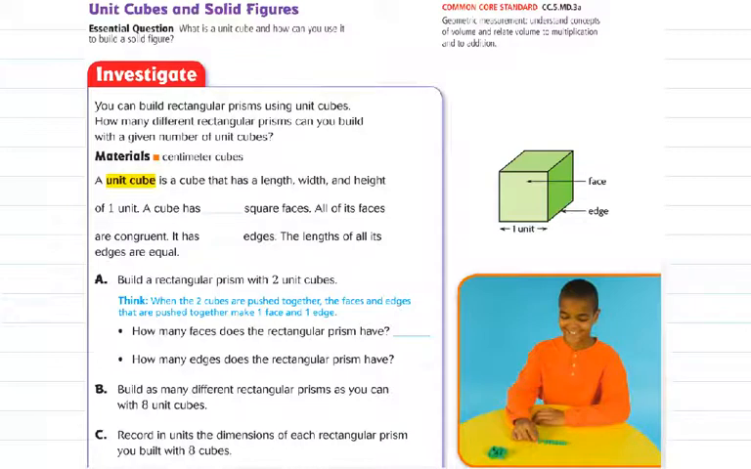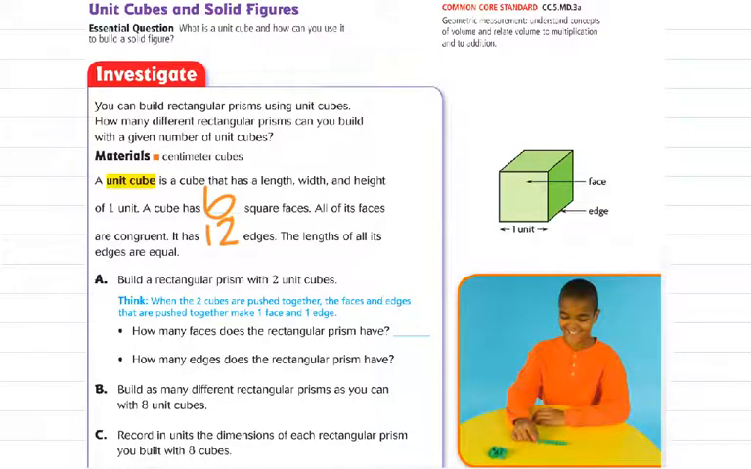So something that we're going to be using today is our centimeter cubes, which we've used in the past when we've been working on place value, depending on decimals or whole numbers. We've called this before a hundredth, or we've called it other things that we've used throughout the year. So a unit cube is a cube that has a length, a width, and a height of 1 unit. A unit cube has 6 faces, and all of its faces are congruent, meaning they have the same angles and they have the same lengths. It has 12 edges, and the length of all of its edges are equal.